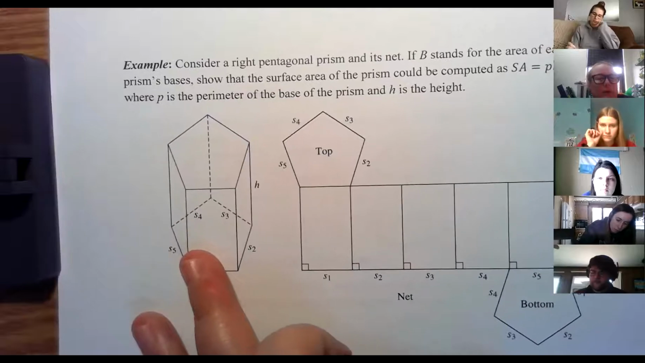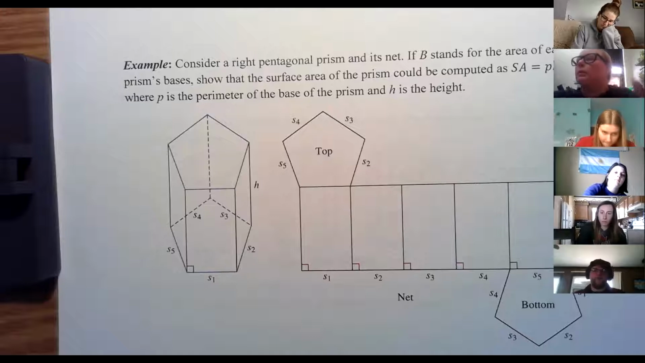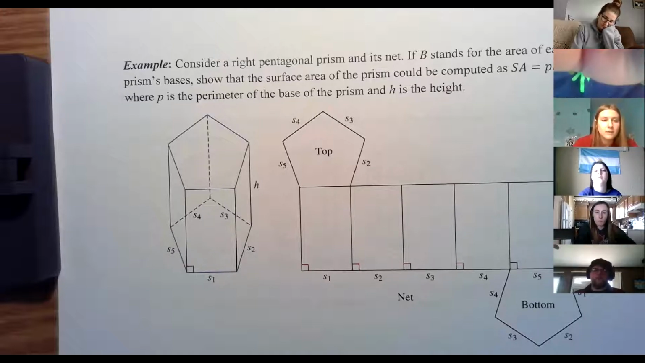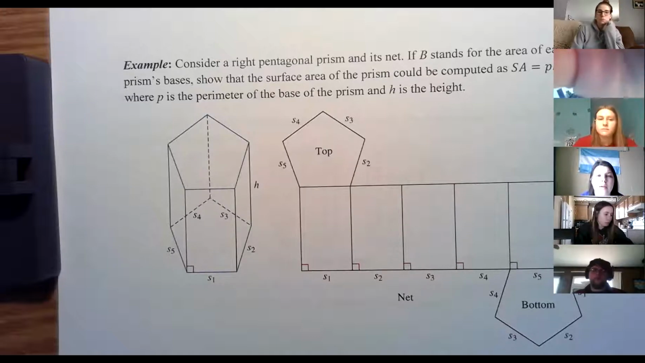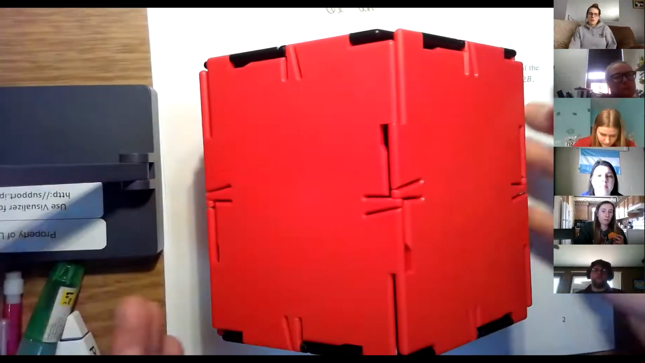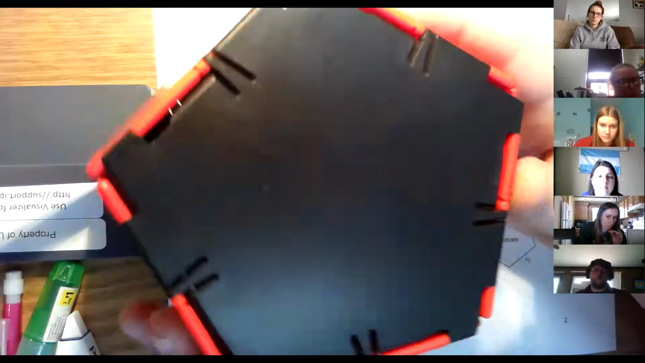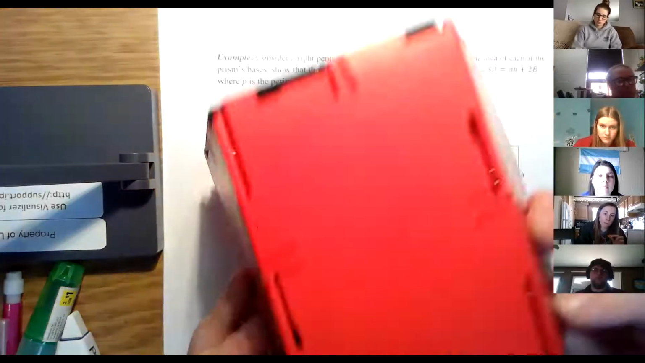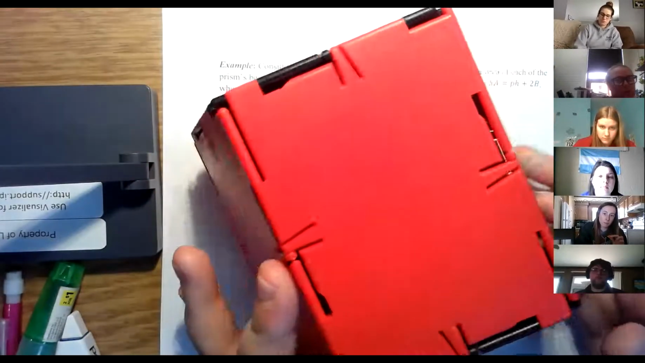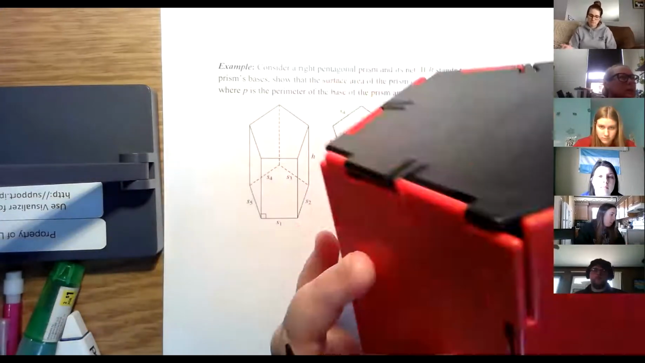All right, what about this pentagonal prism? So I have one of these. Hold on. Where did I put it? There you are. You're right next to me. So here's its base, its other base, and then each of its lateral faces. See, this would have been much cooler if we were in class, because then I could pass this around so y'all could actually see it.